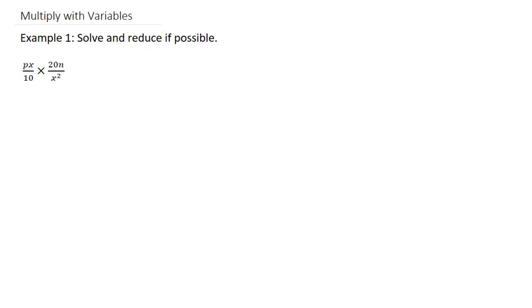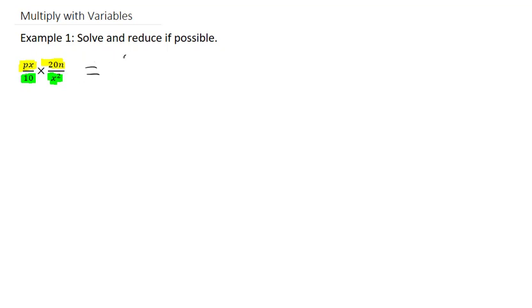Multiply with variables. Example 1. Solve and reduce if possible. So here we have a problem that has a mix of numbers and variables. And like before, we're just going to go ahead and multiply the top together, and we're going to multiply the bottom together. So when we do that, we'll put the number first.